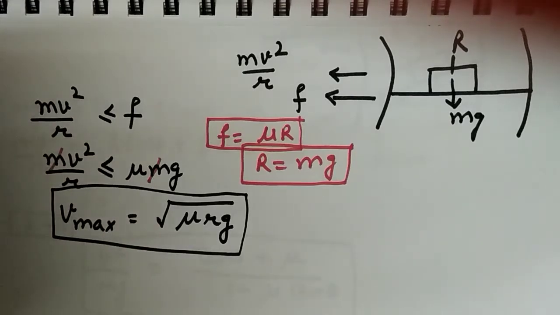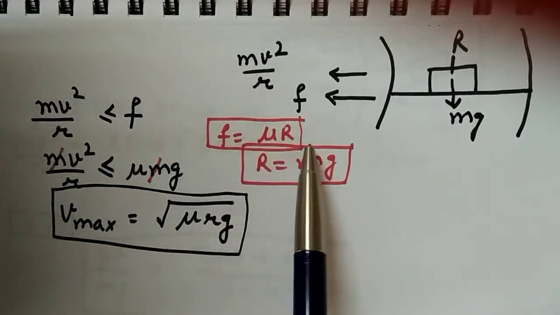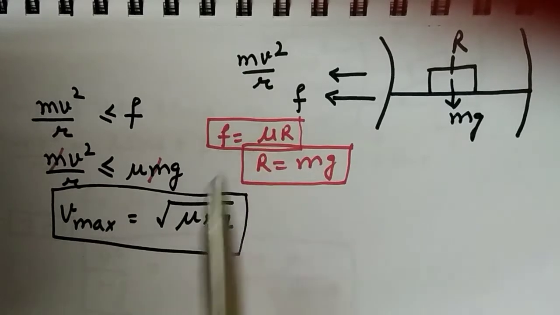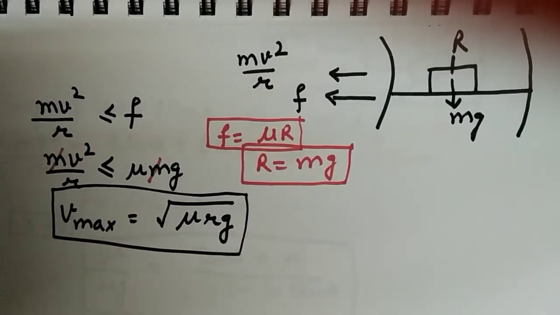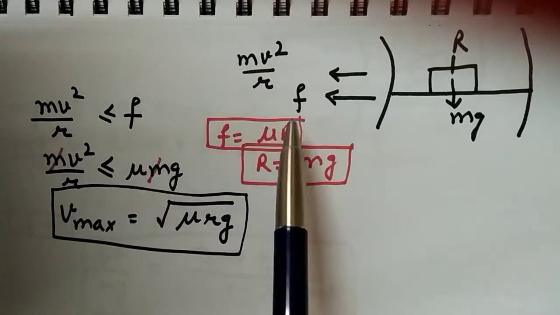Always remember, wherever you see frictional force, don't get scared. That is equal to mu into R, where mu is called the coefficient of friction. You should never be scared of the term mu. Only its name is like this, coefficient of friction. So where you see small f, which is frictional force, simply put mu into R.